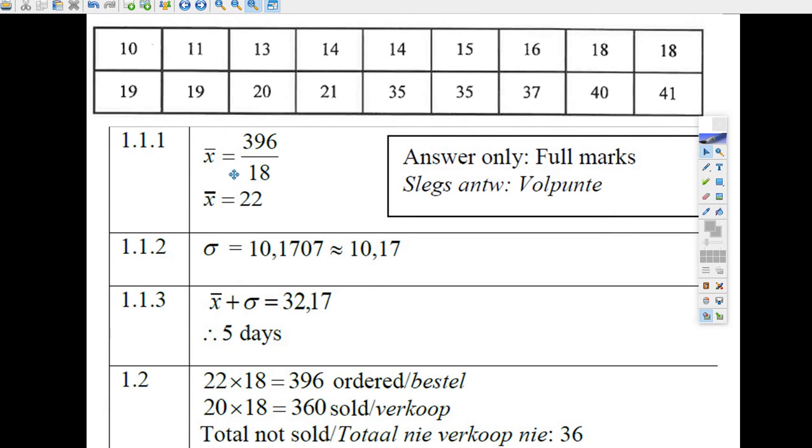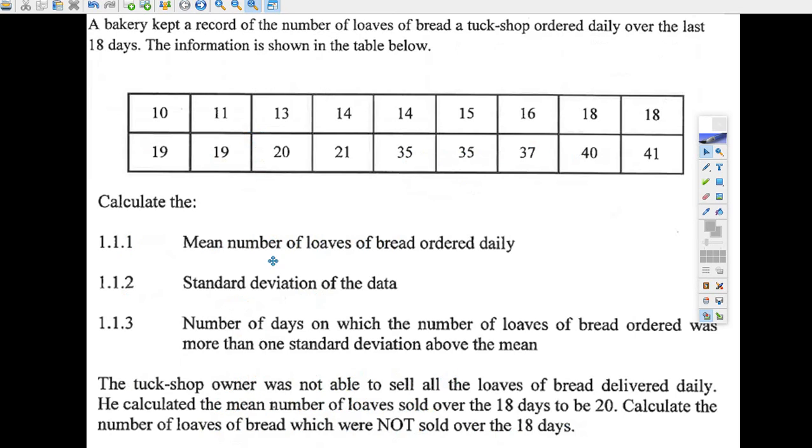And there's your 2 marks. The calculator adds them all up, divides by 18, and gets a mean of 22. And the standard deviation, that tells you how spread the data is going to be, 10.17 rounded off. And there you go. That's the first 2 questions.